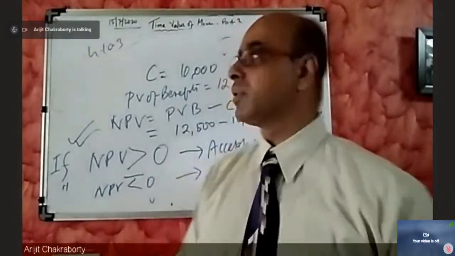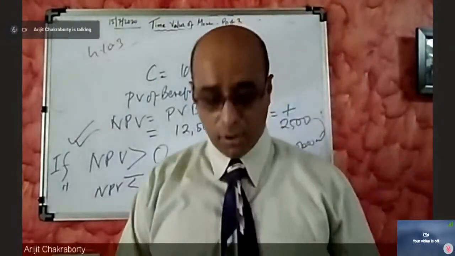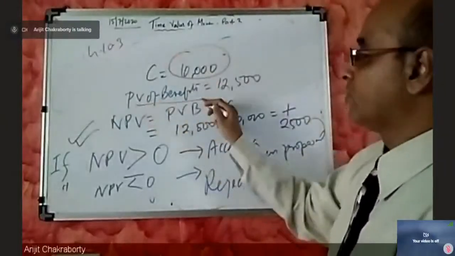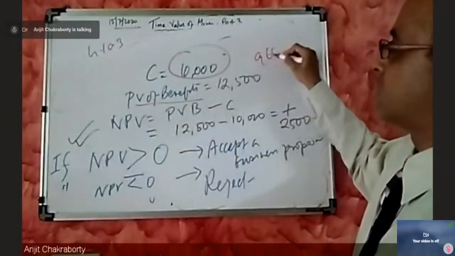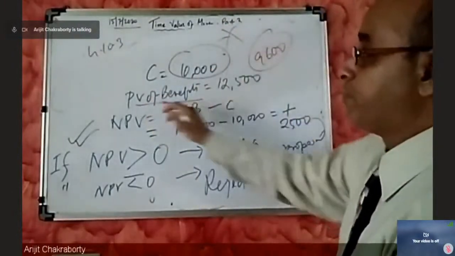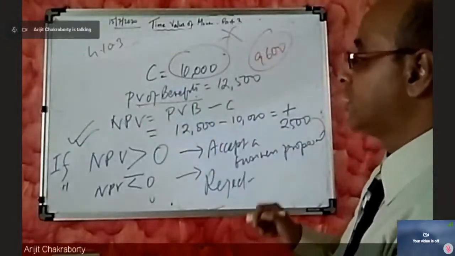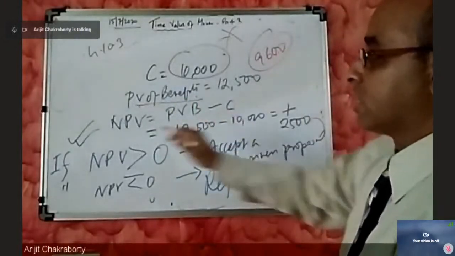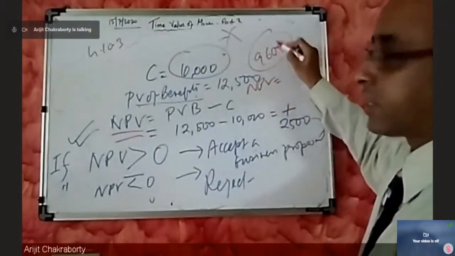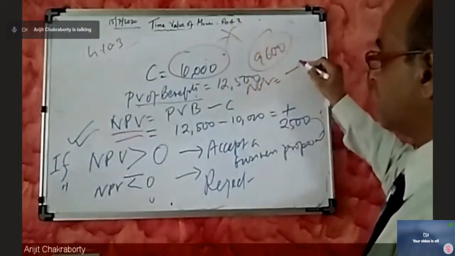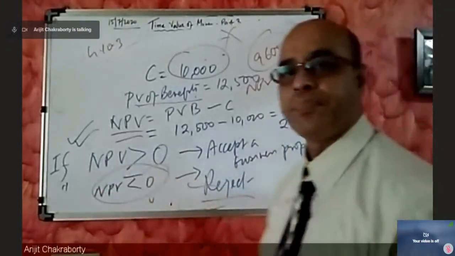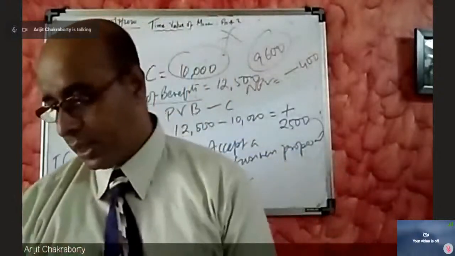That means if a company has an option of buying a machine at 10,000 rupees, but the present value of the benefits is 9,600. Should you buy? No, because in this case, the present value of the benefits is 9,600. So the NPV is equal to 9,600 minus 10,000. That is minus 400. That means it is less than 0. So you reject. That is NPV. Okay.